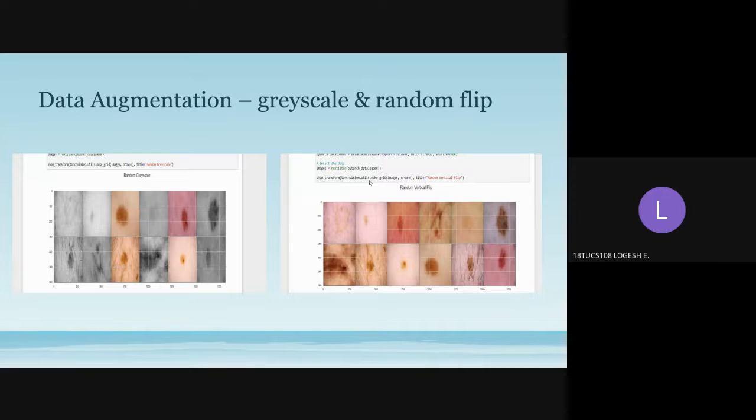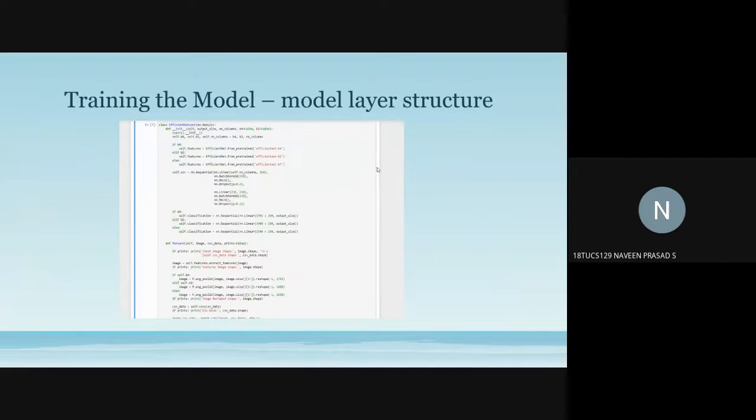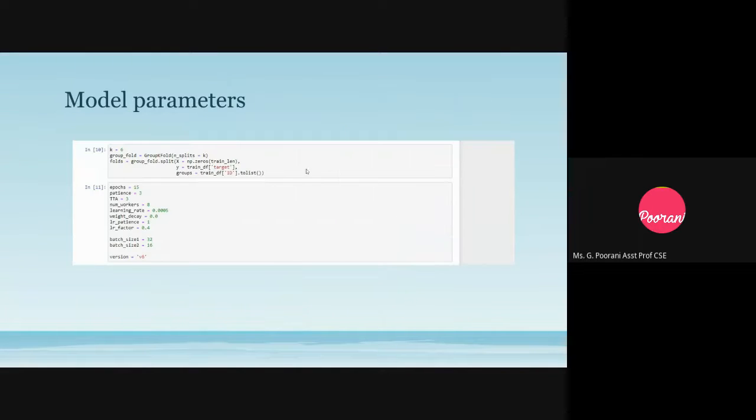These are the methods that we did in the pre-processing. The next one, this is the layering algorithm that we used for our model. Okay, next slide. These are the parameters that we have fine-tuned by trial and error with different parameter values. The next one.